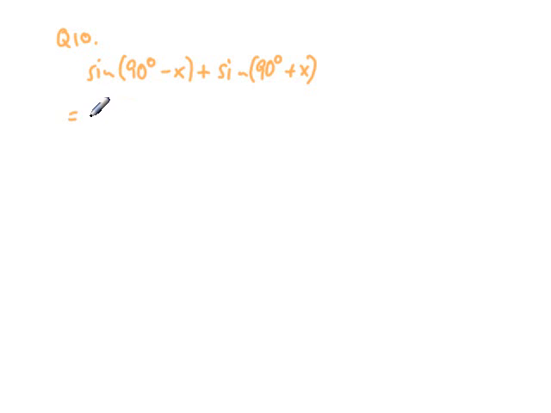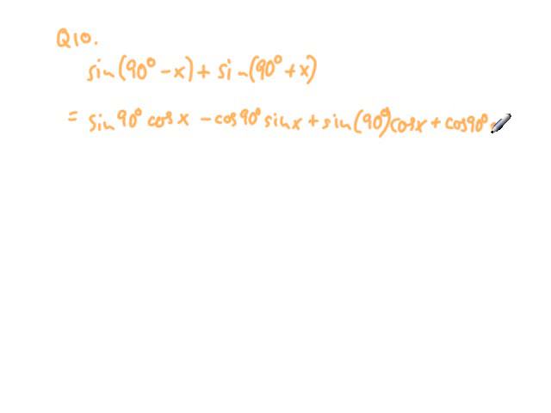One of them is that sine of 90 degrees minus x is the same as sine 90 degrees times cosine x minus cosine 90 degrees sine x, and the other one is sine 90 degrees plus x equals sine 90 degrees cosine x plus cosine 90 degrees sine x.